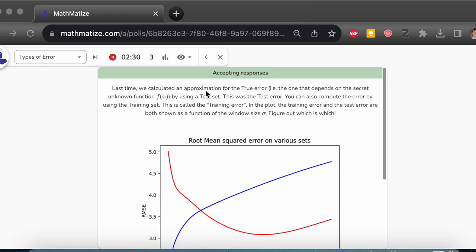Okay, so it's 10 o'clock. We're going to get started. As always, this is the code to do the first problem.